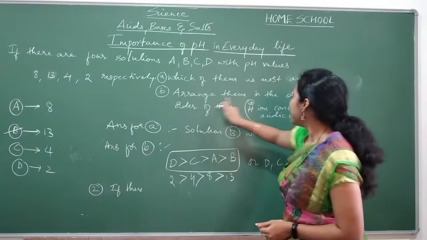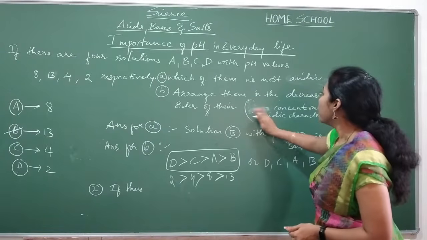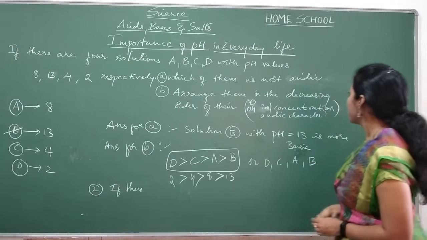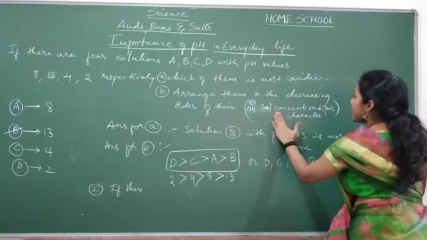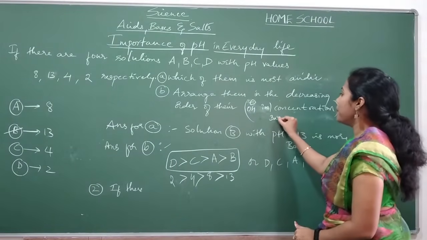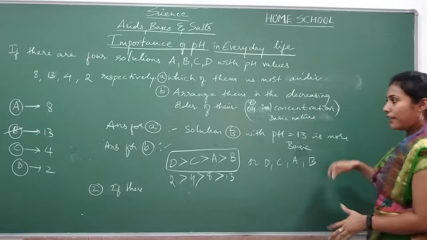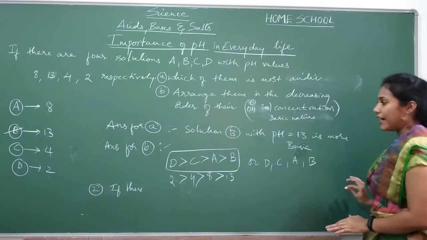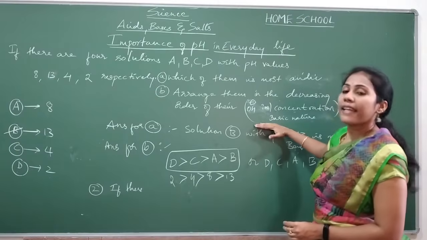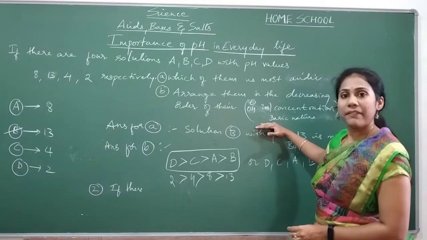And second one, arrange them in the decreasing order of their OH minus ion concentration. OH minus ion concentration in the sense what? Base, about the basic nature. Okay, more basic to weakly basic or no basic character wise, you should arrange them. So this is the question for homework. Copy the question, carefully read it, okay, and post the answer in the comment box. We will be waiting. Clear?